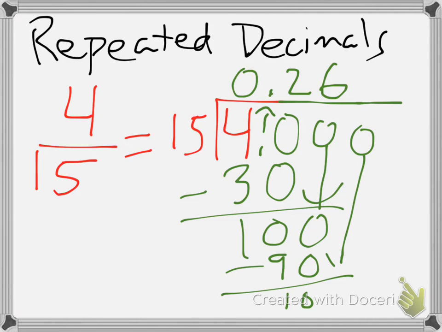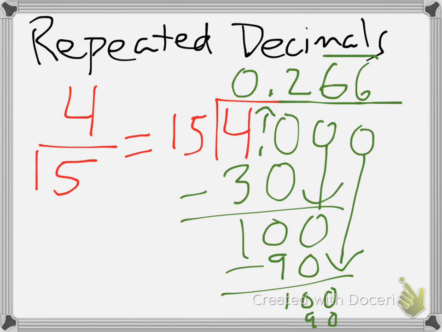I've got 10 again, which means that I'm going to end up with 6 at the top, and this process is going to start to repeat itself. We want to save ourselves the trouble of doing a never-ending math problem, and we can show that this repeats forever by using what's called a vinculum, and it's just a line over whatever repeats.